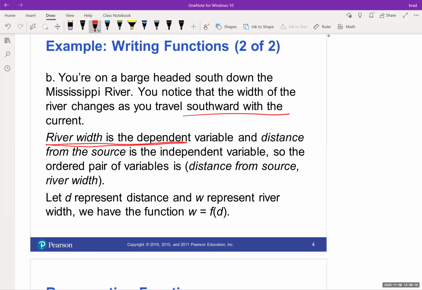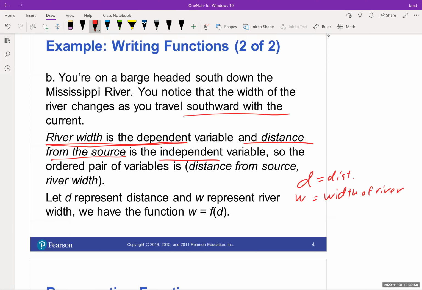Okay, so that makes the river width dependent, and the distance from the source is independent, okay? So basically, you can always tell me how far south you've traveled, right? You could tell me, hey, I'm 2 miles south, and you could say, oh, well, then I'll know the width of the river based on this function, okay? So once again, they say let D represent the distance. So we're gonna say D is the distance, and then we're going to say W equals width of the river.